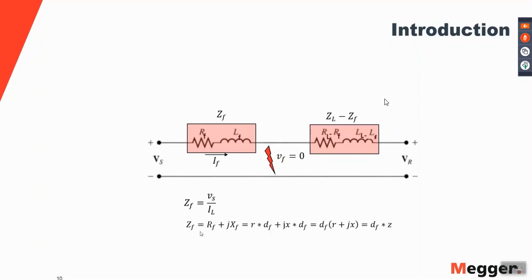And remember this equation here, so we can tell the distance to the fault by simply calculating the impedance to the fault, and then determining the distance to the fault as the voltage divided by the unit length impedance times the current that's circulating through the line at the time of the fault.